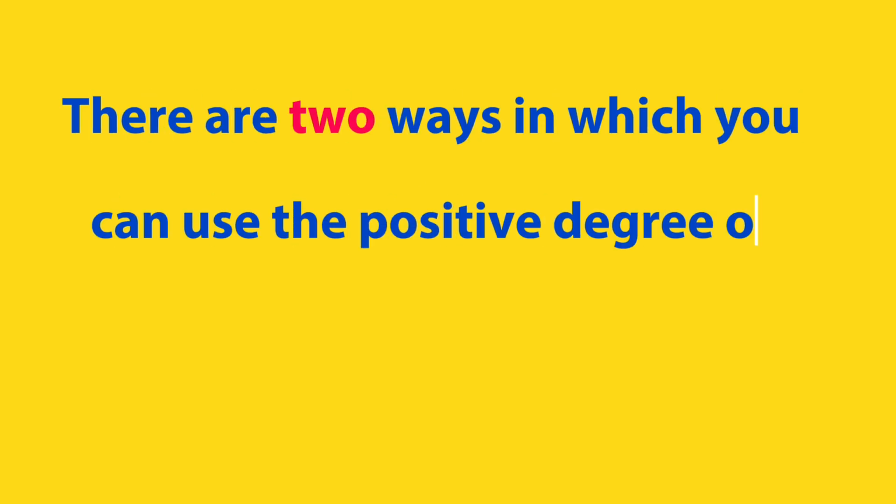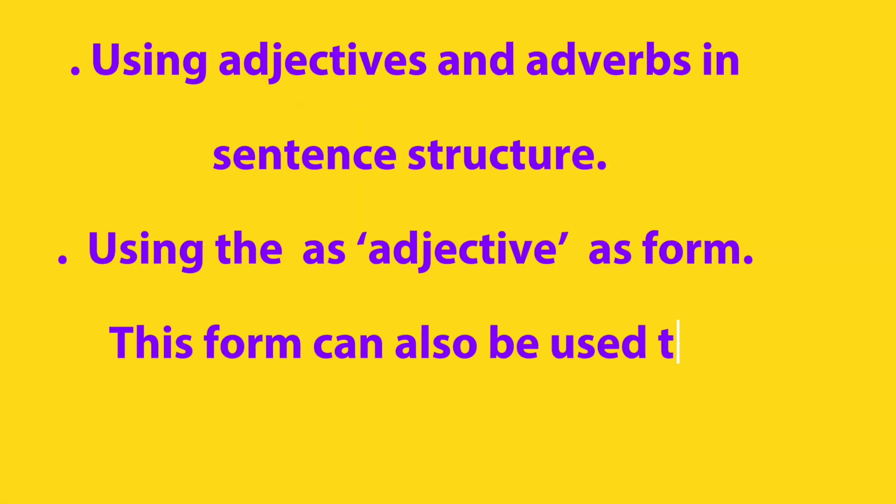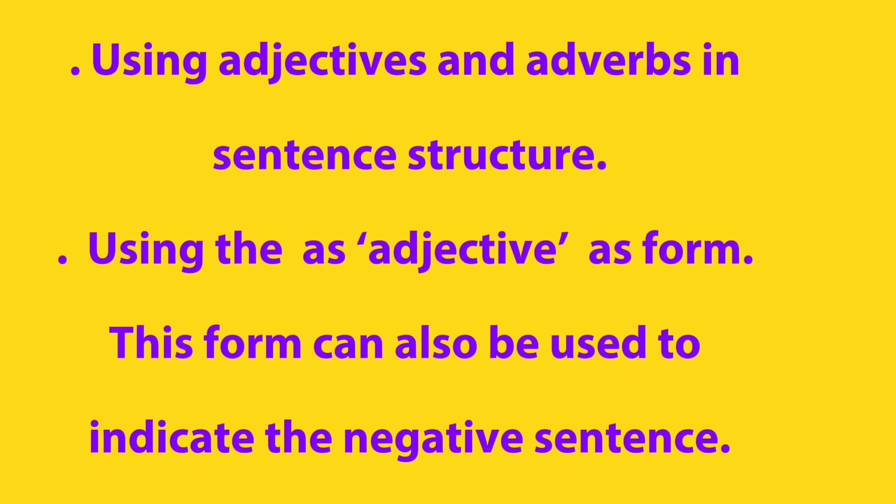There are 2 ways in which you can use the positive degree of comparison, and they are as follows. Using adjectives and adverbs in sentence structure. Using the as, adjective, as form. This form can also be used to indicate the negative sentence. Examples of positive degree of comparison. Let us look at some examples of how to use the positive degree of comparison.